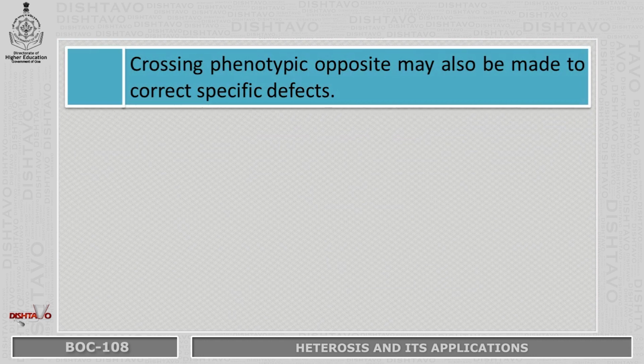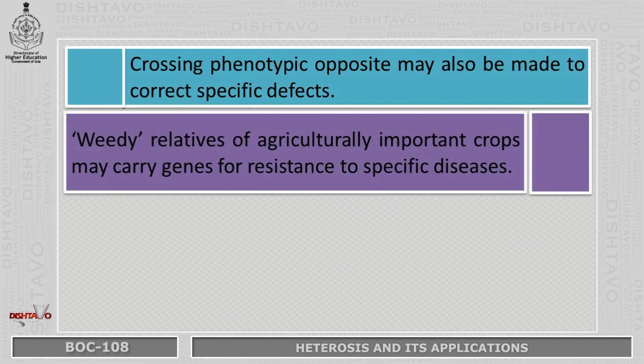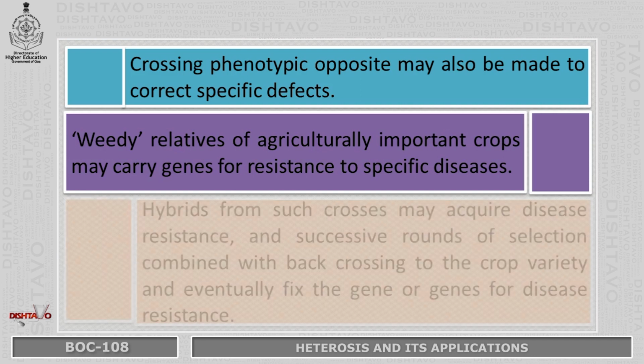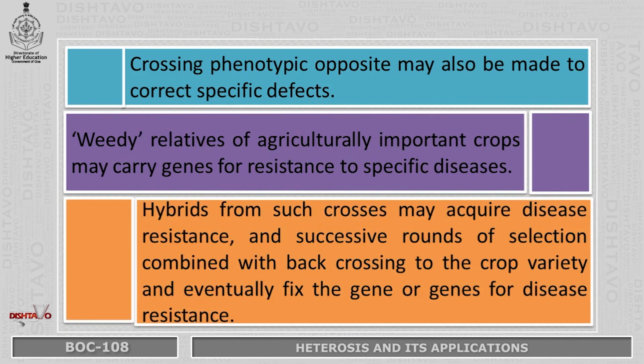Crossing phenotypic opposites may also be made to correct specific defects, such as weedy relatives of agriculturally important crops may carry genes for resistance to specific diseases. Combining these two, we can get a hybrid from such a cross which may acquire disease resistance, and successive rounds of selection combined with back crossing to the crop variety can eventually fix the gene or genes for disease resistance.